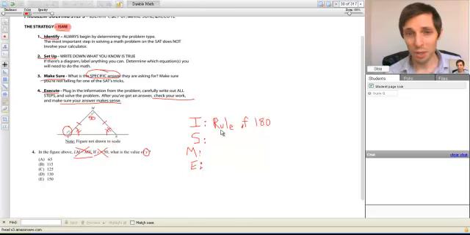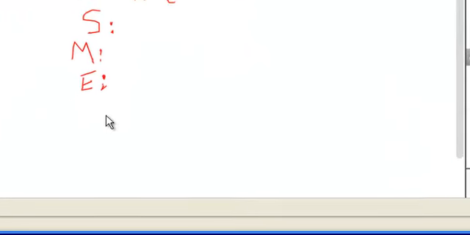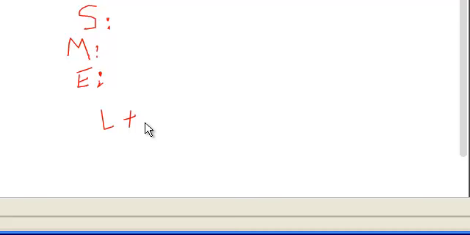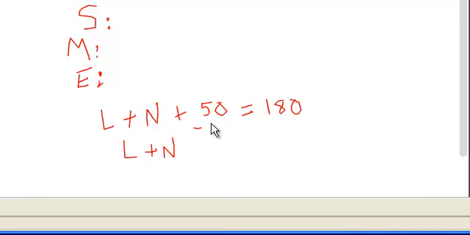How does that help us? Well, we go back to the fact that we're being tested on the rule of 180. We know that angle L plus angle N plus 50 has to sum up to 180 to make that triangle. So we can simplify a little bit. Subtract 50 from both sides. And we get L plus N equals 130.